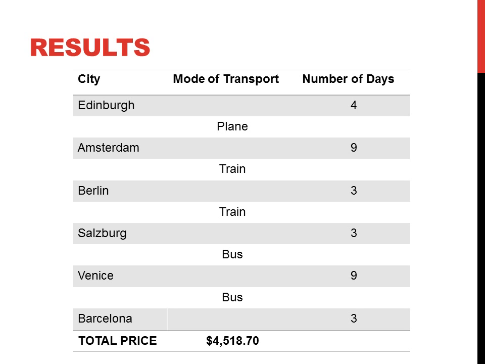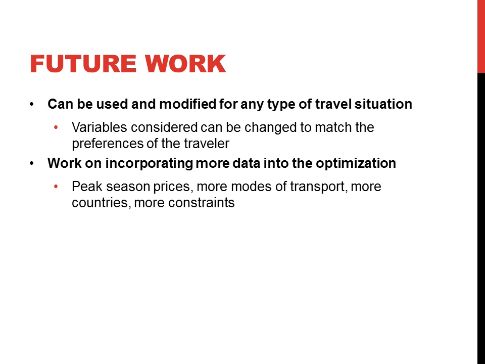Using this plan for the trip, the overall cost will be $4,518.70. However, this price is a very rough approximation as the cost for lodging and transport changes very regularly. However, this optimization project gives a basic idea of what type of trip is possible in the given time range and price. These concepts and methods can be used and modified for any type of travel situation.